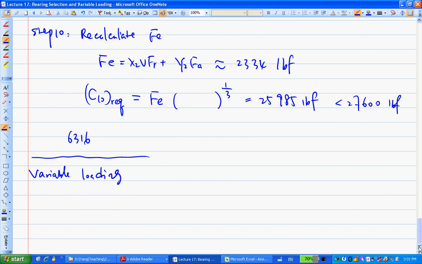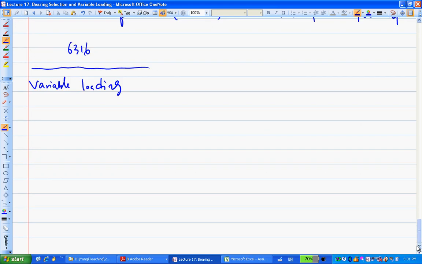All right, the last point I want to talk about is variable loading. In the previous example, what you noticed is, here's a bearing, here's the loading, that's it. You subject the bearing to the load until the bearing fails. How many revolutions until it fails? That's what we can calculate.